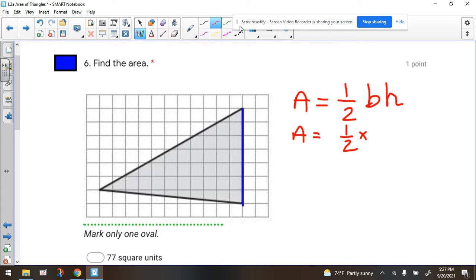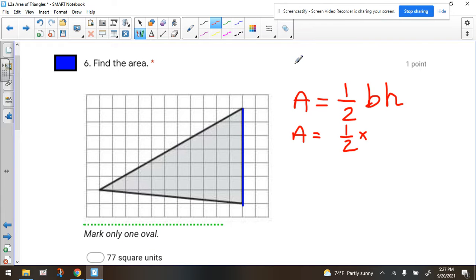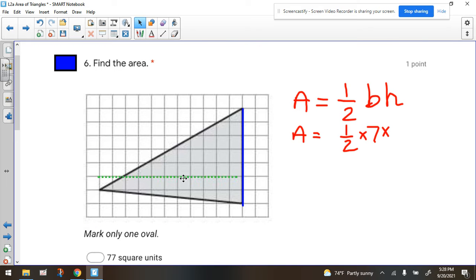Substitute the number 7 in the formula. Let's move that out of the way. The base is 7. How do we determine the height? In class, we keep talking about how the height has to be perpendicular to the base. It has to form that 90-degree angle with the base. So this green line is perpendicular. See, if I move it along, anywhere along there, see how that's perpendicular? It forms that 90-degree angle.